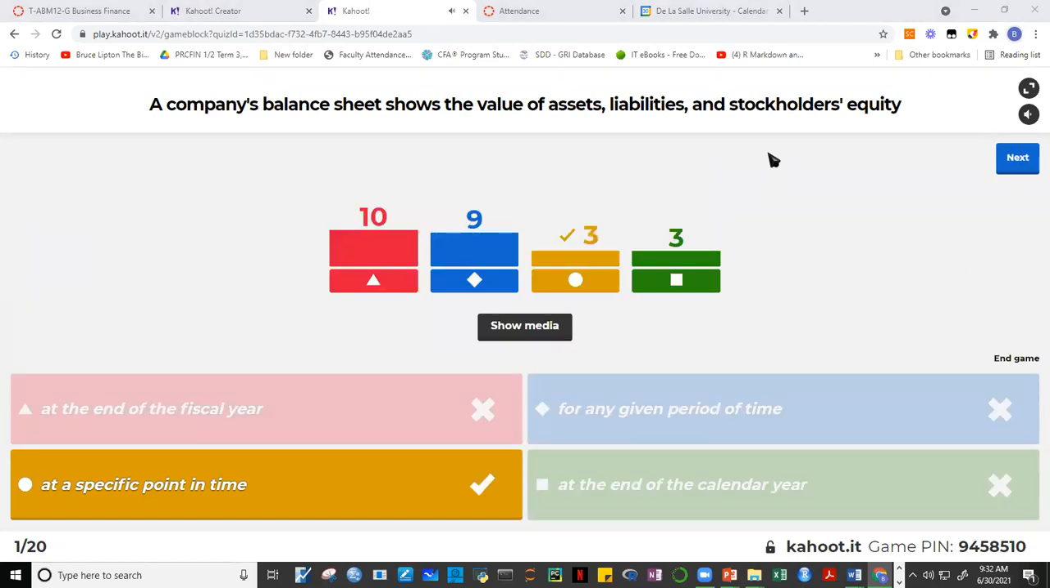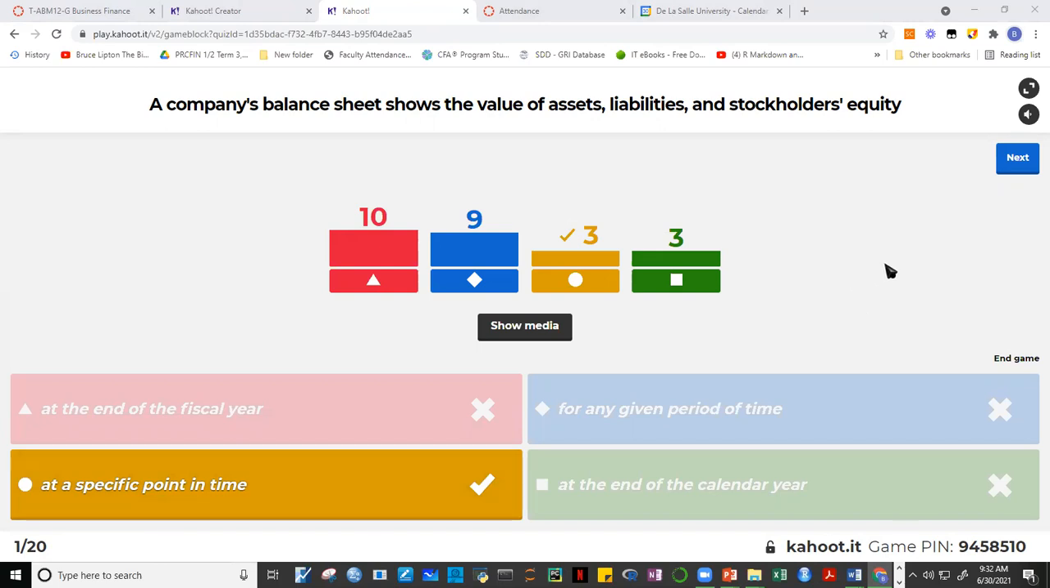Okay, so for the first question, the balance sheet shows the value of the assets, liabilities, and equity. Anong answer nito, guys? Pag balance sheet, di ba, at a specific point in time. Kunyari, as of December 31, ito na yung cash ng company, ito na yung AR, ito na yung inventory. So, ang end of the fiscal year naman, that's the income statement, no? So, ang answer dito, guys, at a specific point in time, that's the balance sheet.